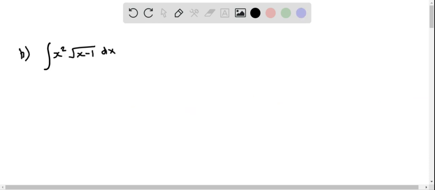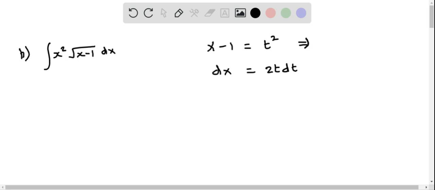We will now integrate the integral given in part B. So we have the integration of x squared times the square root of x minus 1 dx. Once again, I'm going to use the substitution method. So I'm going to put x minus 1 equal to, let's say, t squared. Now I take the differentials on both sides. So I get dx equal to 2t dt.